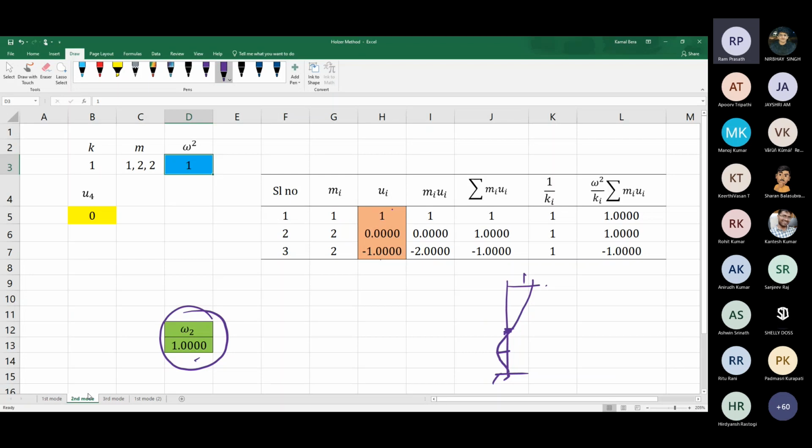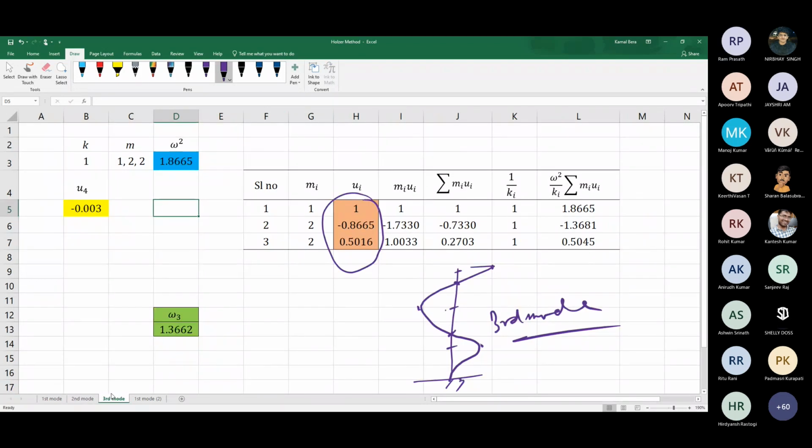This is exactly one, because you see U4 is exactly 0. For the third mode, there might be some difference. 1.36. See? This is also correct. Almost equal.